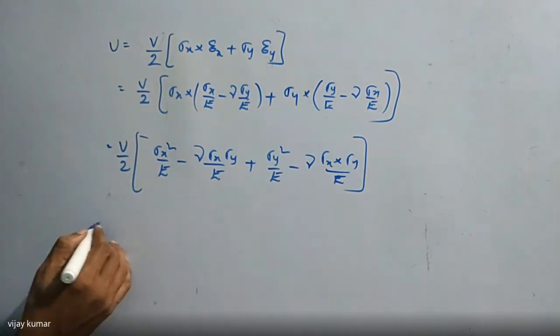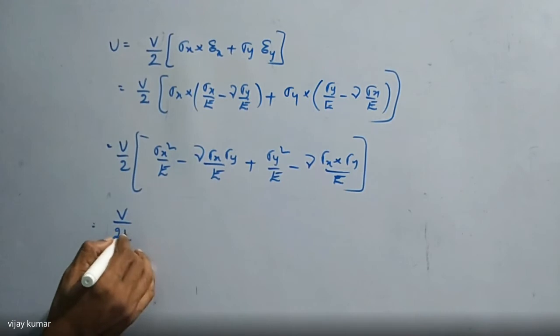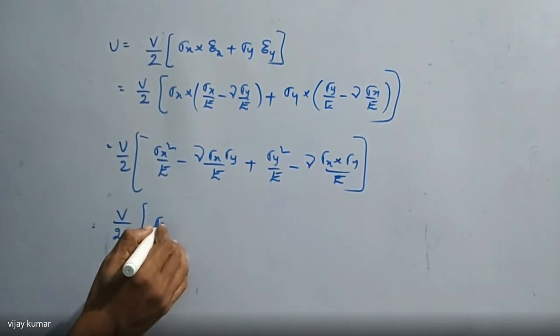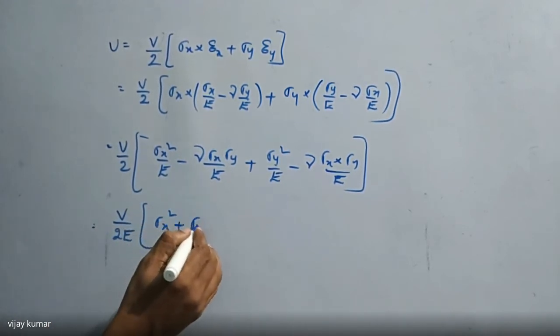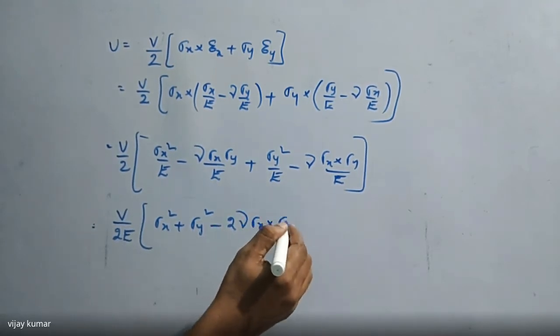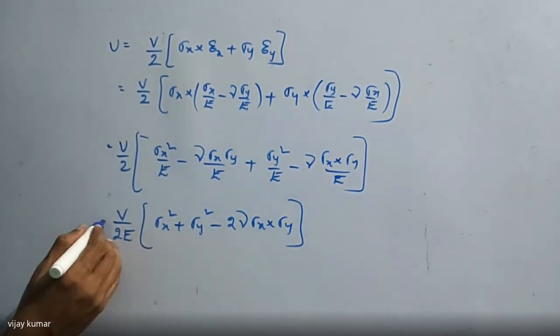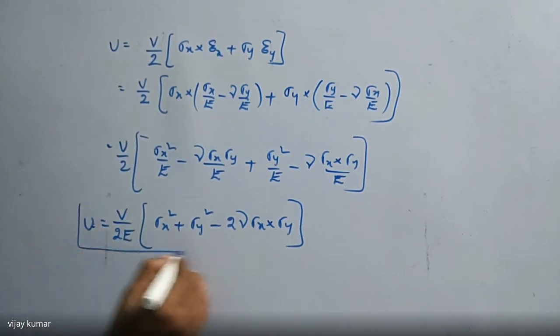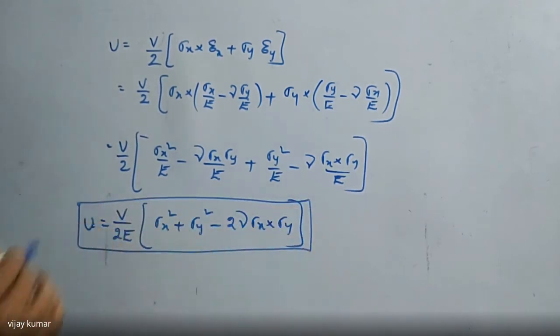So here I am writing V by 2E times, E is common. So you can write sigma x square plus sigma y square minus 2 times nu into sigma x into sigma y, is the formula of strain energy in a two-dimensional state of stress. Did you get the point or not?